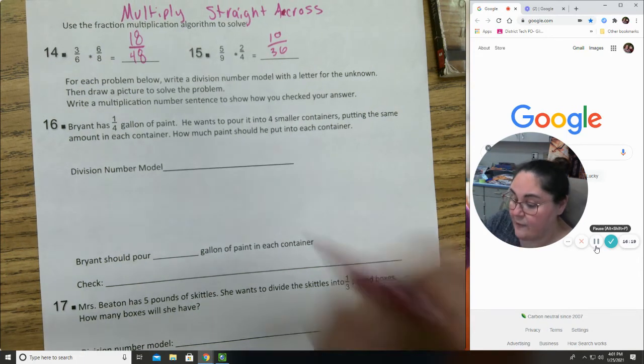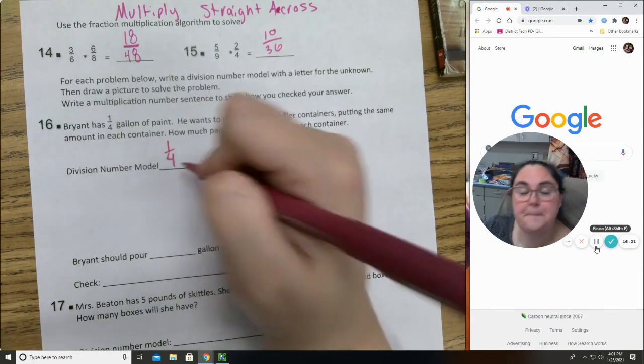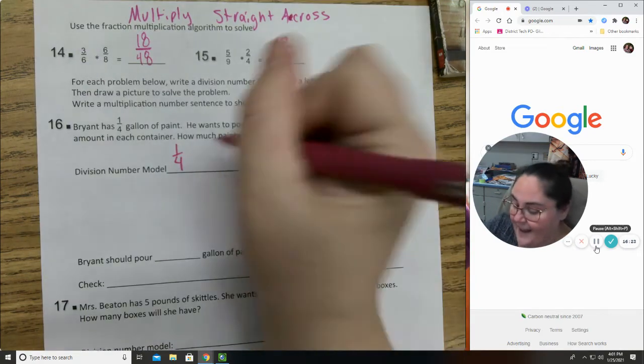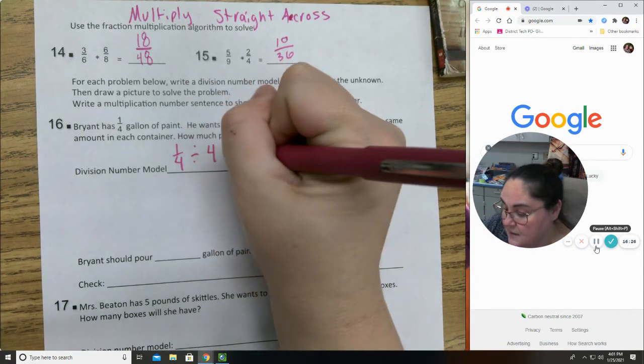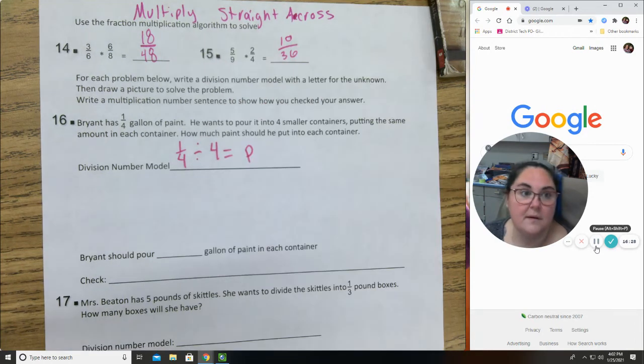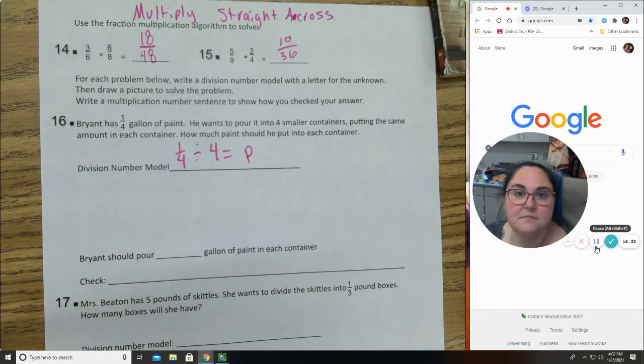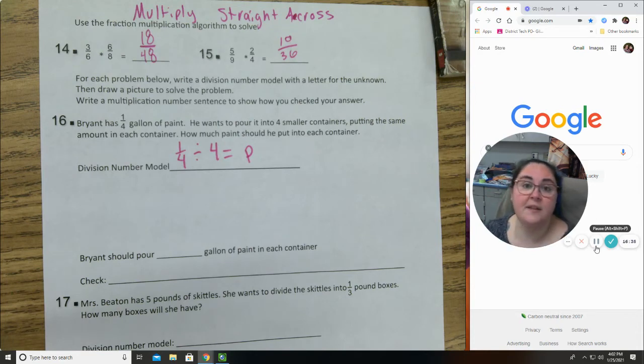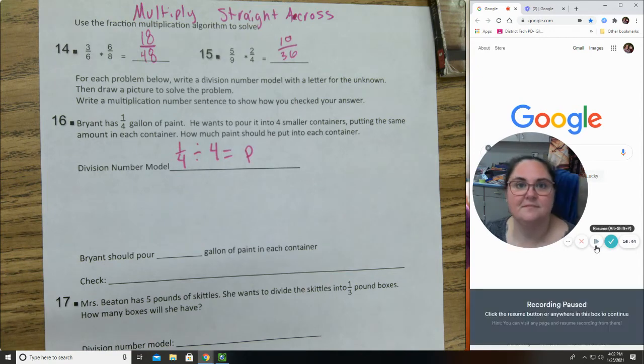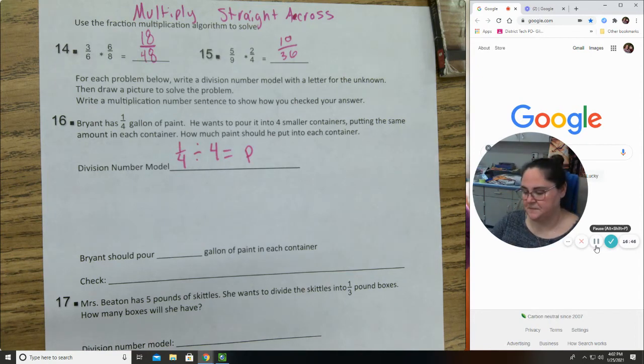All right, so I have 1/4 is what he started with, right? And he's dividing that into 4 containers. So that would be my number model. I want you to try to draw a picture or do another method, keep, change, flip. Do your best and see if you can figure out the answer for this question. All right, if you need to pause the video, if you are not on my Edpuzzle, or if you feel like you need to pause, that is okay.